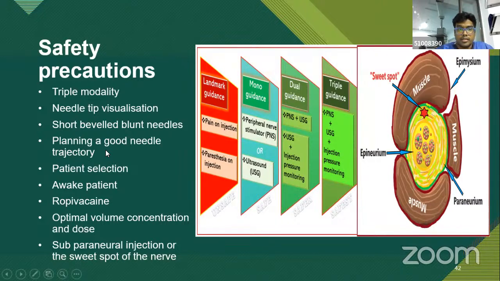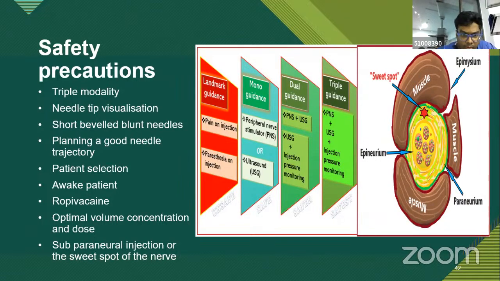You plan a good needle trajectory, because if you take the sciatic nerve and want to block the tibial nerve, the common peroneal nerve might sometimes be in your needle trajectory, and you don't want the common peroneal nerve to get damaged. So planning a good needle trajectory is also important. And patient selection, of course; I said patient factors and surgical factors matter, so be careful in high risk patients. Then, of course, do a nerve block in an awake patient only, so that the patient can complain of pain or paresthesia if we touch the nerve.